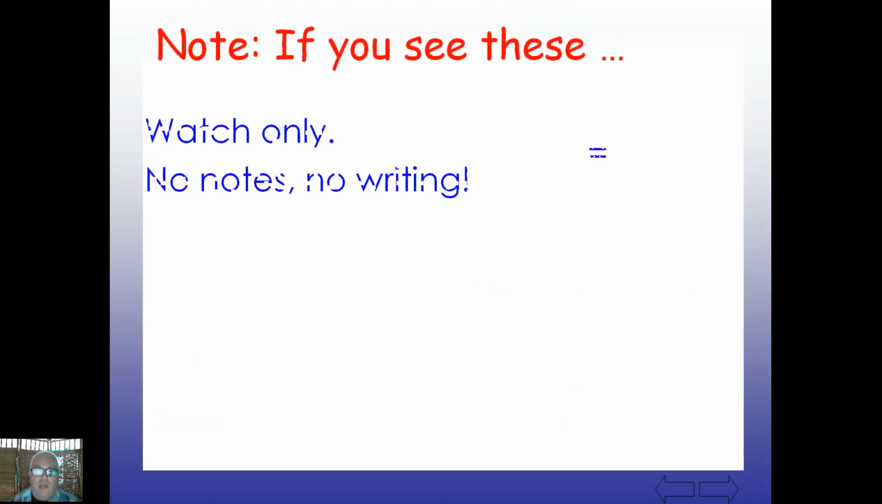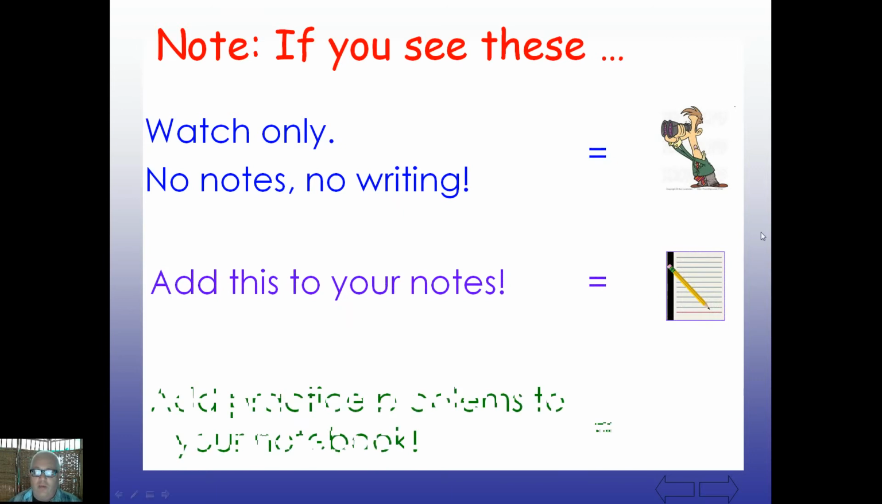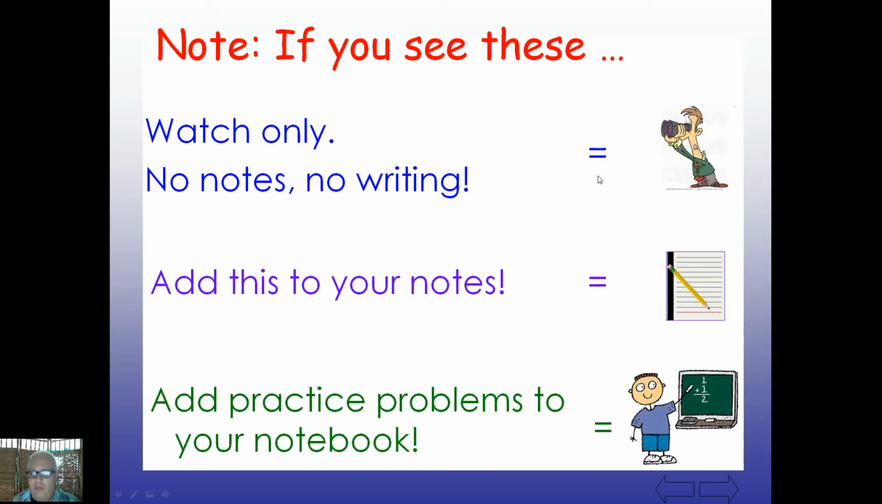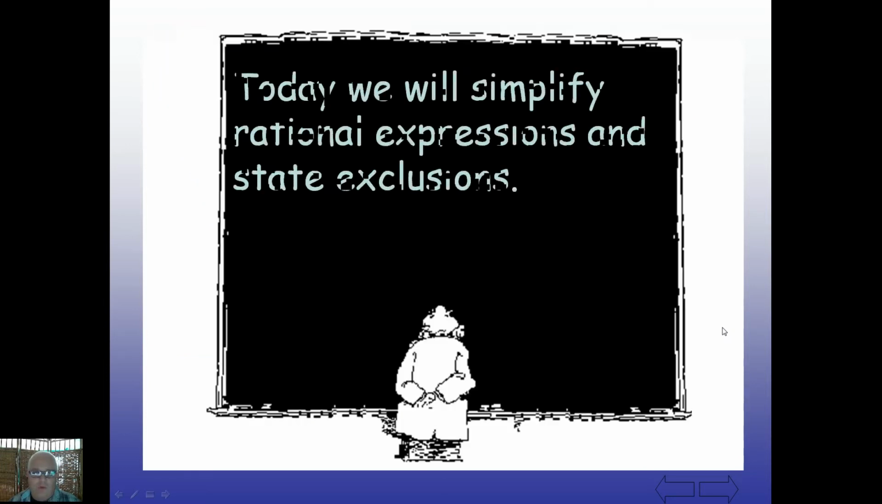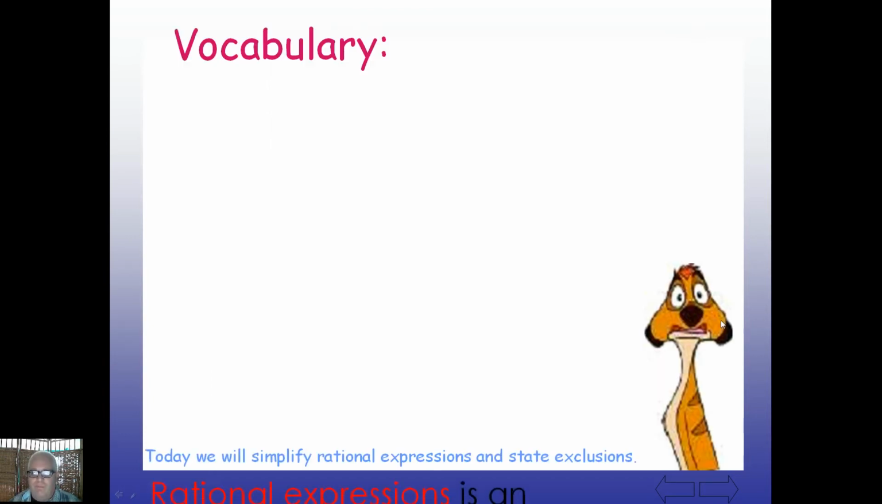All right. So again, if you see these, this is a watch only. This guy here, there'll be one of those in here at least. And then again, the practice stuff there. All right, we're in standard 12.0. And here's what we'll be doing. Today we will simplify rational expressions and state exclusions. We'll talk about what an excluded value is pretty soon.